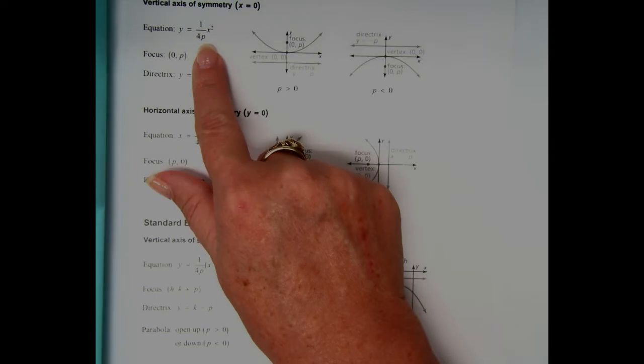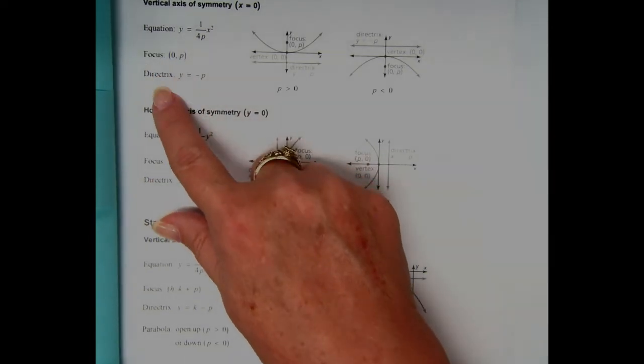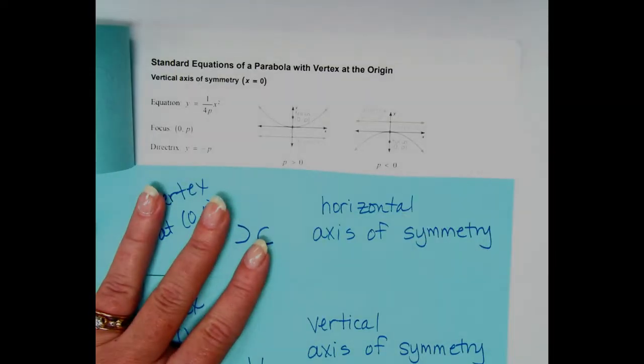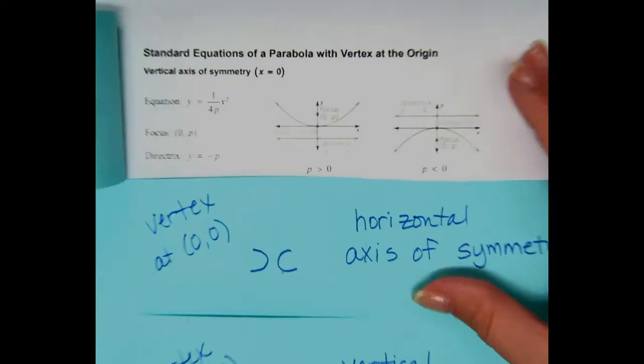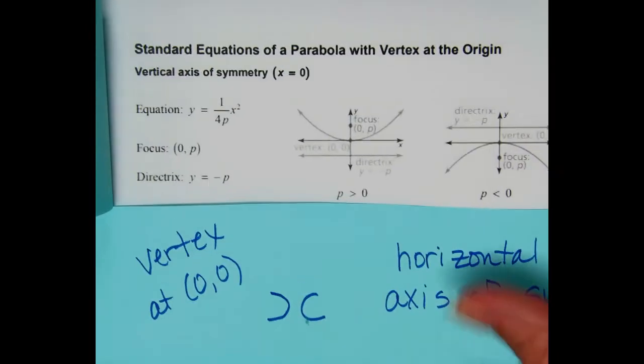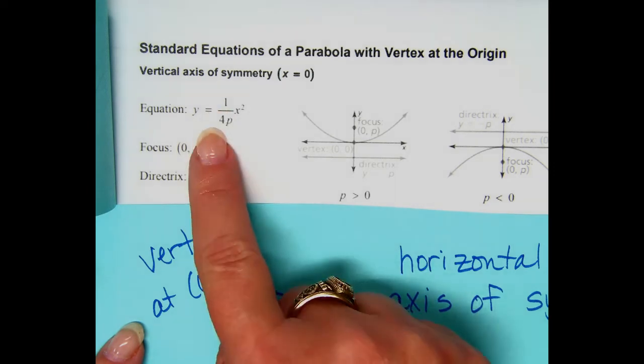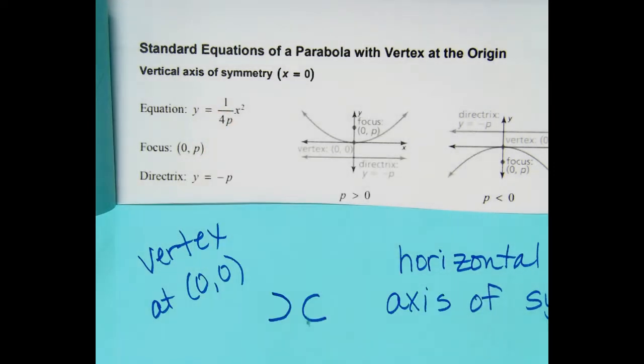Okay? And if I teach you what the p is, then you'll know what the focus is and what the directrix is. Okay? So let's just look at this very top section. This is what we're familiar with. Notice what the equation is. y equals 1 over 4p x squared. What equation are we used to seeing? y equals a x squared, right? That's what you're used to seeing. So can you tell me something about a?